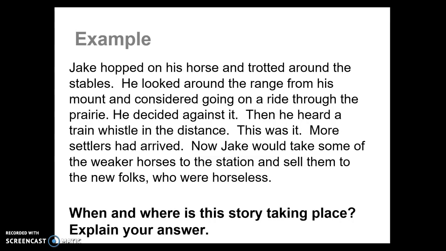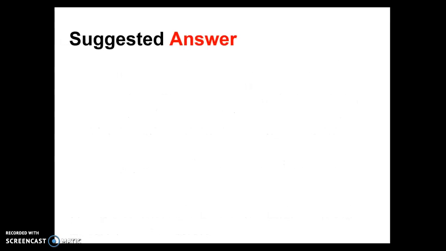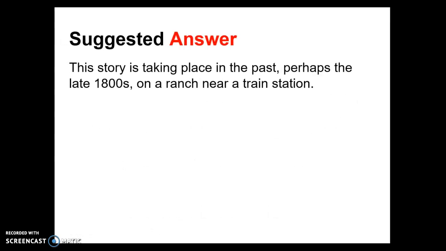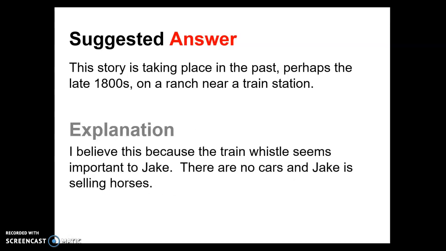So again, when an author doesn't give you specifics, you have to use what they have given you, kind of those clues, to sort of make an inference or a guess. So let's see how I did. This story is taking place in the past, perhaps the late 1800s, on a ranch near a train station. Here's the explanation. I believe this is because the train whistle seems important to Jake. There are no cars, and Jake is selling horses. This last piece is really, really important.